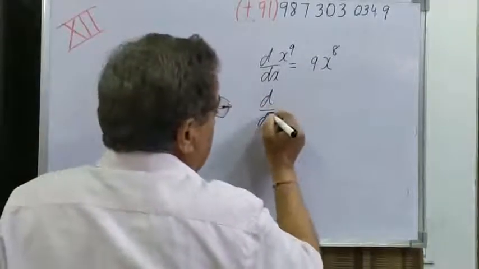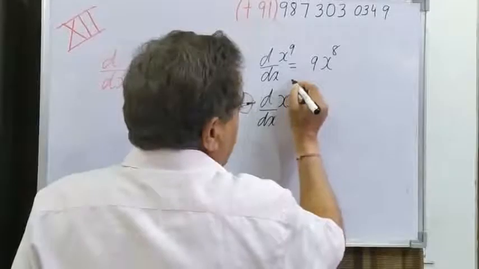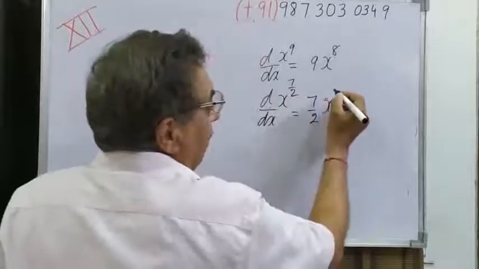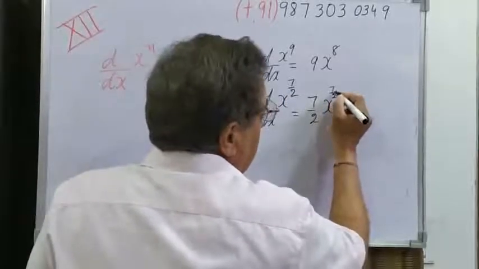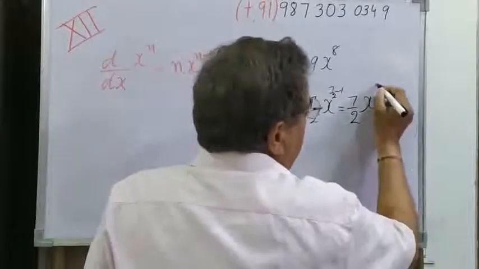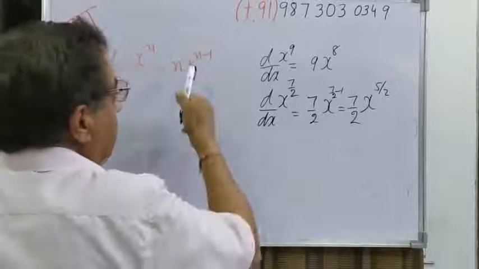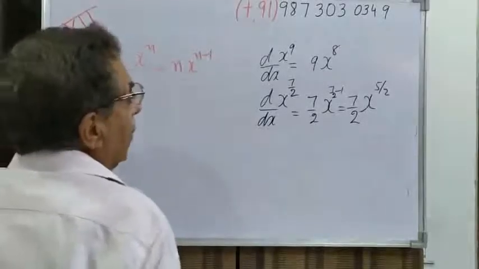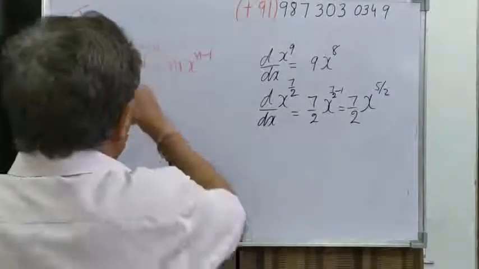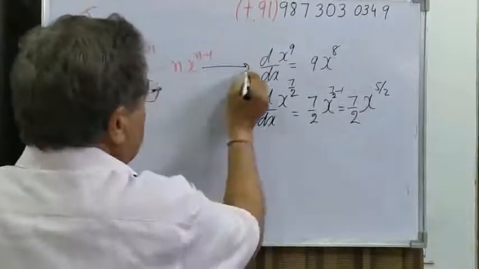Suppose you have another, d/dx of x to the power 7 by 2. Its answer would be 7 by 2 x to the power 7 by 2 minus 1, and that gives us 5 by 2. So this is the differentiation of x to the power n, where n belongs to real values. These are the illustrations for these two.